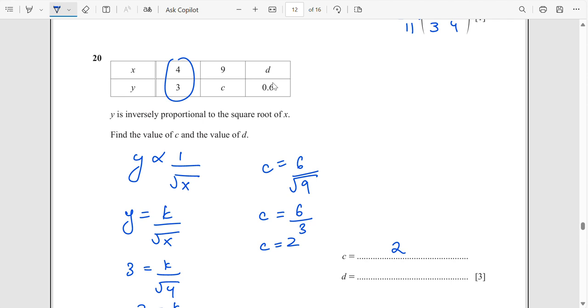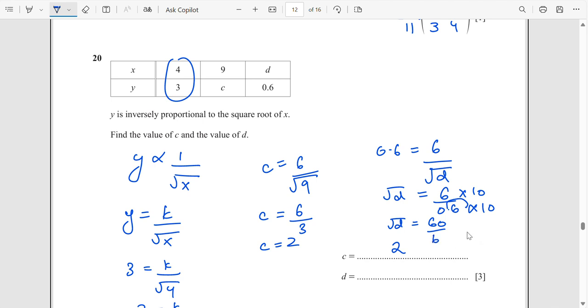Next, let's find d. Here, our y is 0.6, our k is 6, and we need to find d. So we'll take this over there, and we need to move this decimal point forward, so we'll multiply it by 10 and we'll multiply this by 10. So 60 divided by 6 will give us 10. And because it's a square root here, we'll take its square and then we'll take its square. So we'll get 100.